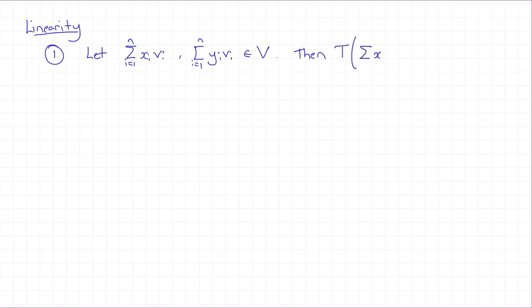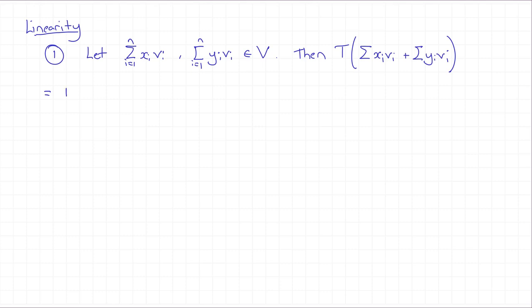So linearity comes in two parts. We have to show that T behaves nicely with respect to addition and with respect to scalar multiplication. So first of all, let's think about addition. We have to take two elements of our vector space V, which I know I can write as linear combinations of my basis. So we'll say the sum from i equals 1 to n of xi vi, and another element of V, like this. I have to show that T of the sum of the xi vi's plus the sum of the yi vi's is equal to T of the sum of the xi vi's plus T of the sum of the yi vi's.